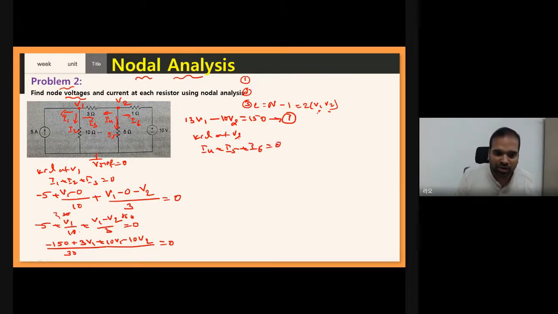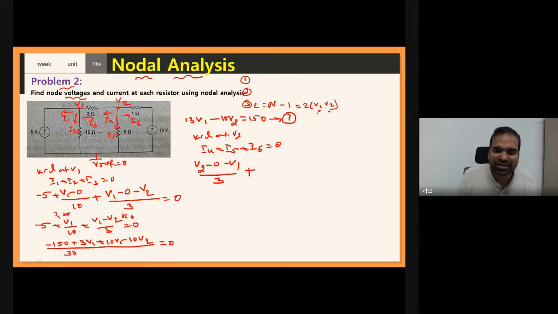Clear. Now how can I write I4? See here, one terminal V2 is connected and with reference 0. Another terminal V1 is connected. Therefore it is V2 reference 0 minus V1 by 3.